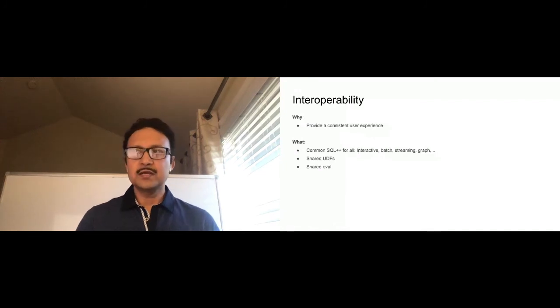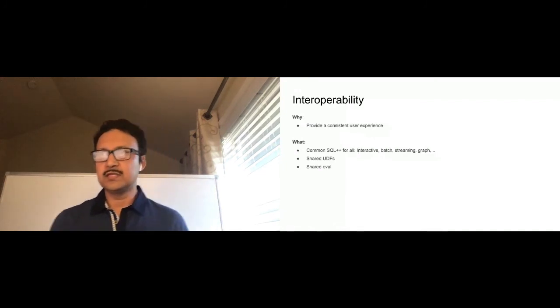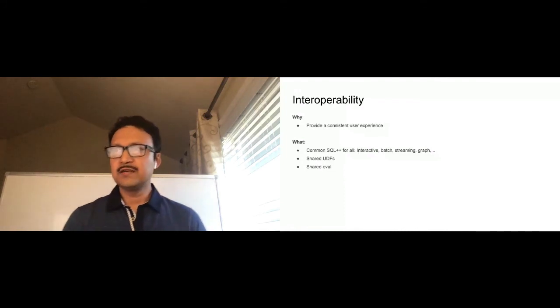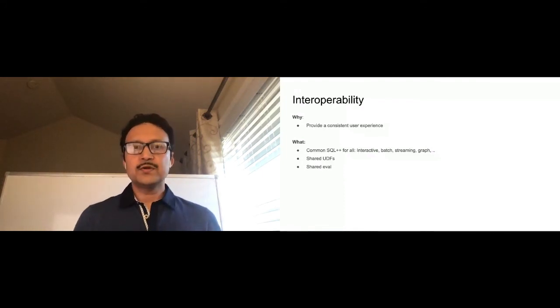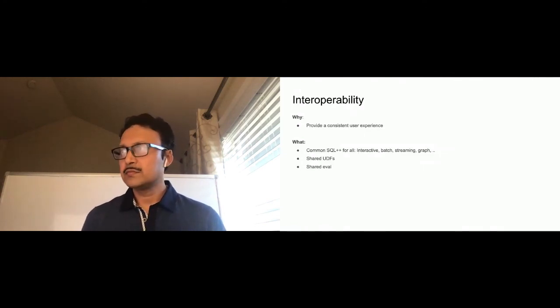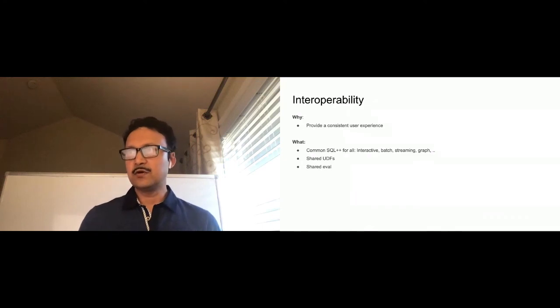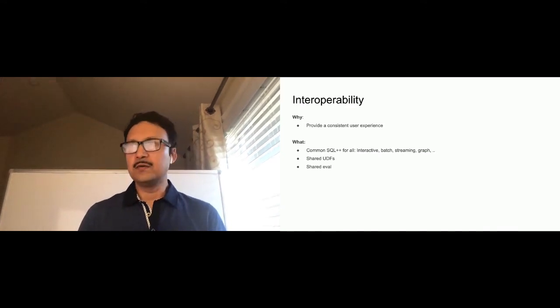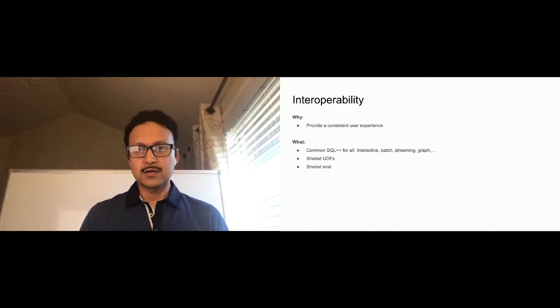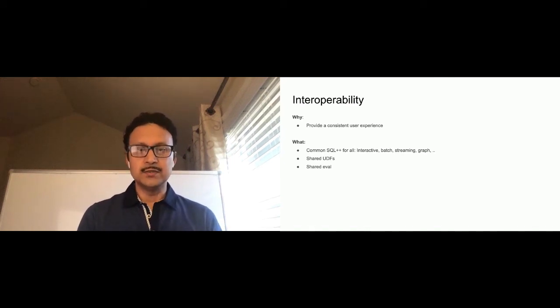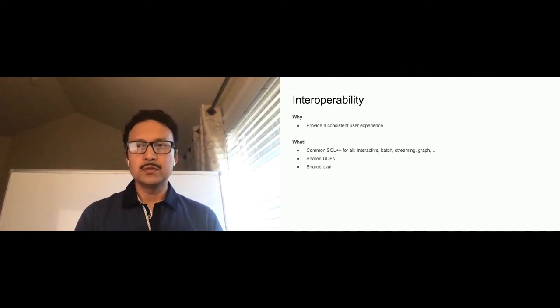And finally, how do we provide a consistent, interoperable user experience? We talked about shared UDFs. We talked about Presto on Spark. We talked about having a common SQL with extensions for streaming, graph, and batch transforms. One of the things we are doing is this native eval that we are investing in. It is very early stage right now, but we hope to make it a shared eval across our batch, interactive, and streaming use cases, which will allow us to accelerate development because everybody will be working on the same code.